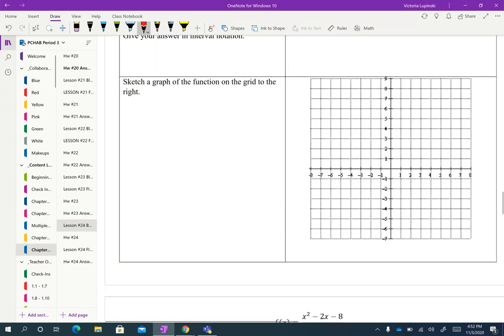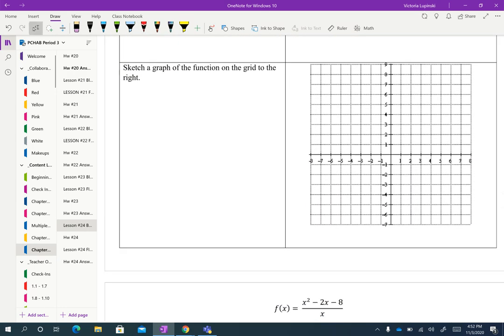Again, domain and range, I would wait until after I graphed everything else. So from here, I know that there is a vertical asymptote at -4. I know there's a horizontal asymptote at 0. I know that there are no zeros, but there is a hole at -2, 1/2.